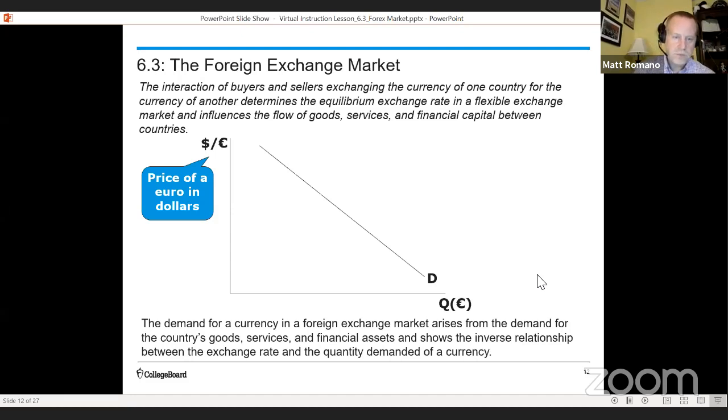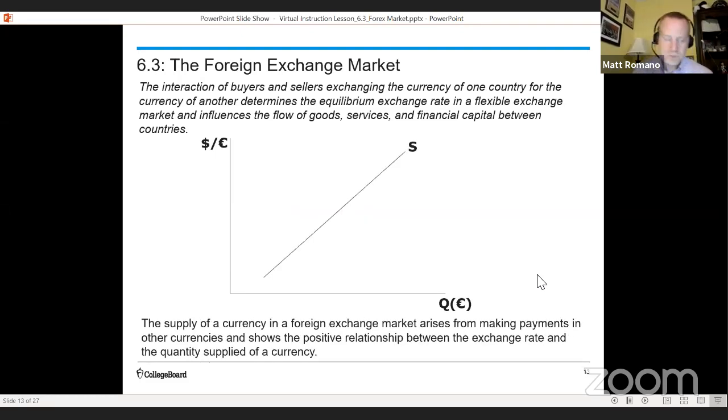Keep it that simple. As for supply, who are the suppliers in this case of euros? Well, it's people with euros who in this case are exchanging them for dollars. Keep that in mind every time you draw supply and every time you think about manipulating supply. Why would people be exchanging euros for dollars? Well, if they need dollars, they have to come to that foreign exchange market and give up their euros, and that's going to have an impact on the supply of euros. And we're going to look at that in just a moment to see how that works.